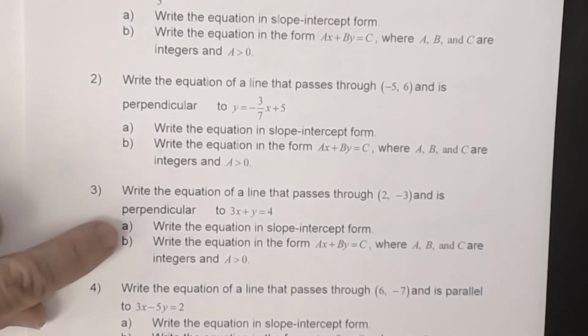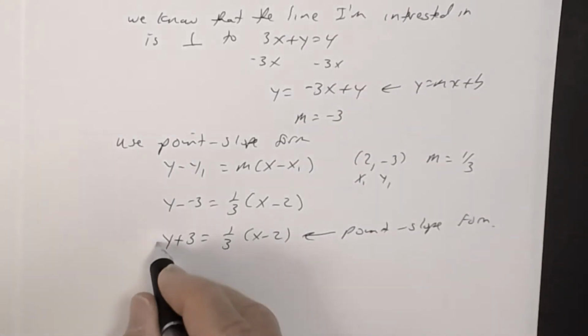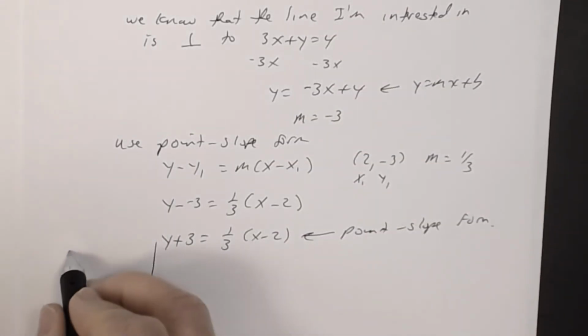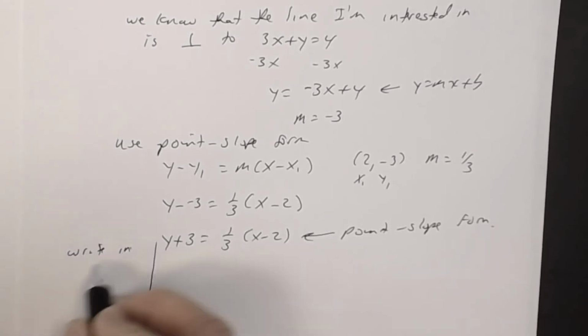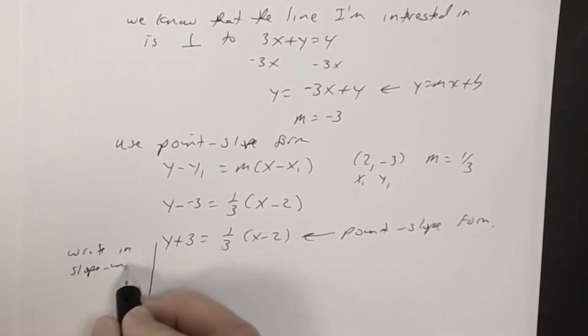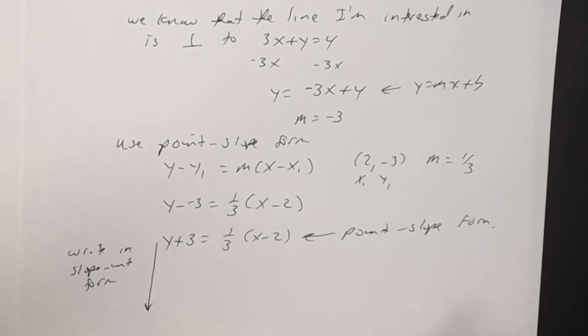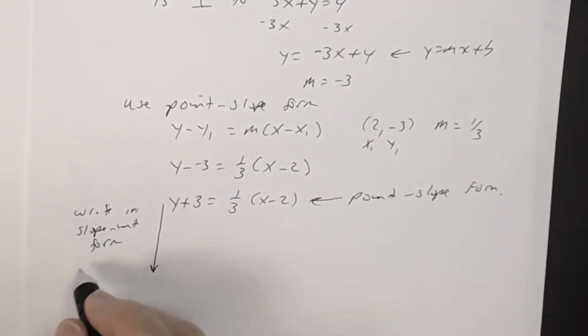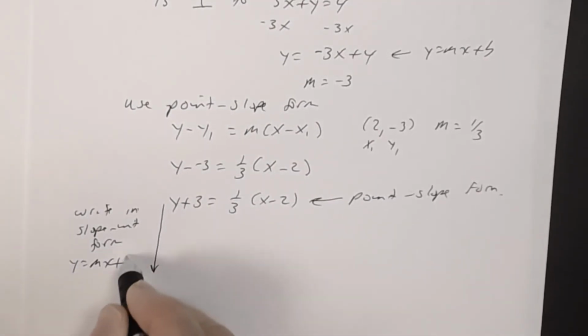But part A says, though, I want to write it in slope-intercept form. So now we got to rewrite this. So the next process then is to write in slope-intercept form. Okay, so slope-intercept form. So y equals mx plus b.